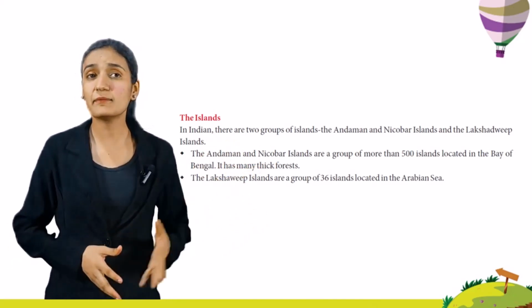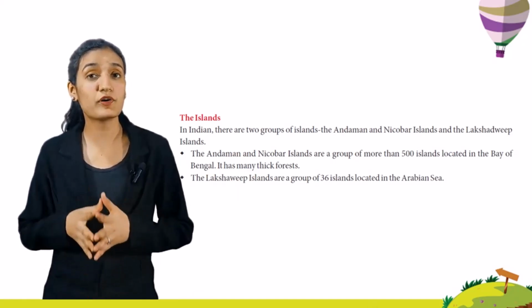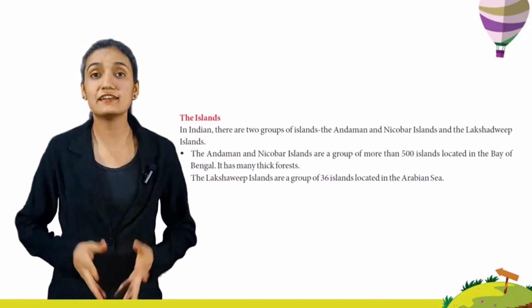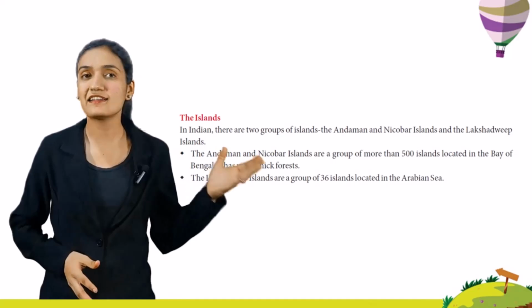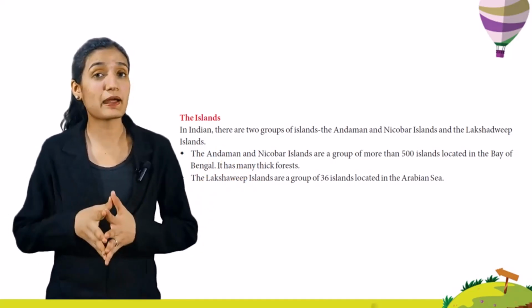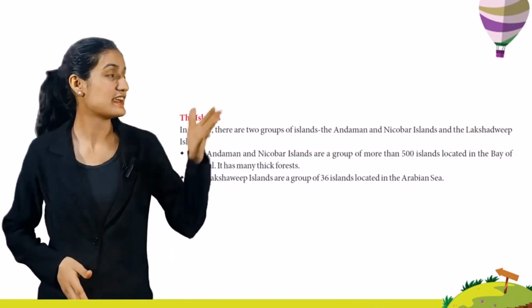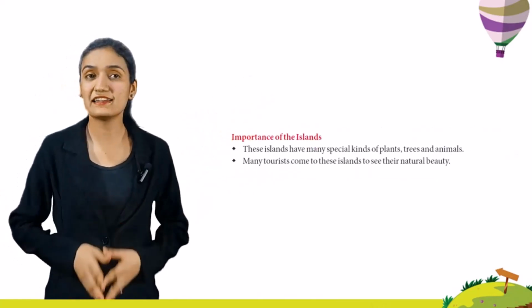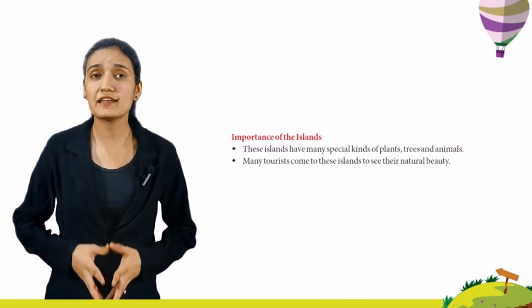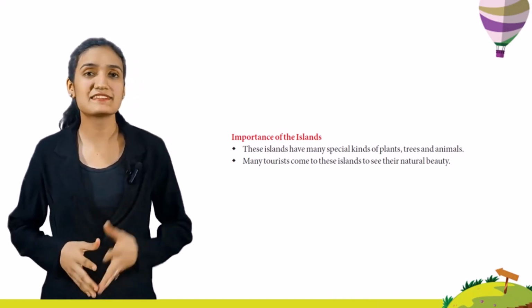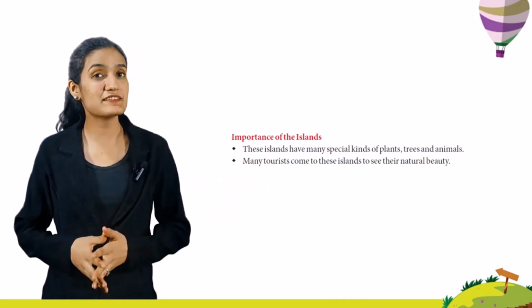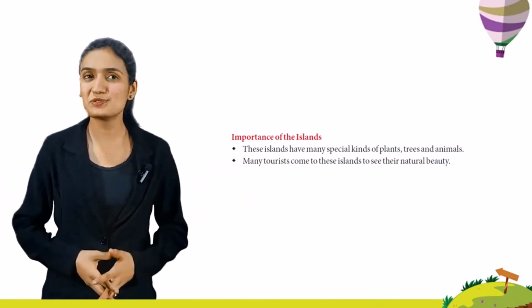Now, the islands. In India, there are two groups of islands, the Andaman and Nicobar Islands and the Lakshadweep Islands. The Andaman and Nicobar Islands are a group of more than 500 islands located in the Bay of Bengal. It has many thick forests. The Lakshadweep Islands are a group of 36 islands located in the Arabian Sea. Now, the importance of the islands. These islands have many special kinds of plants, trees and animals. Many tourists come to these islands to see their natural beauty.